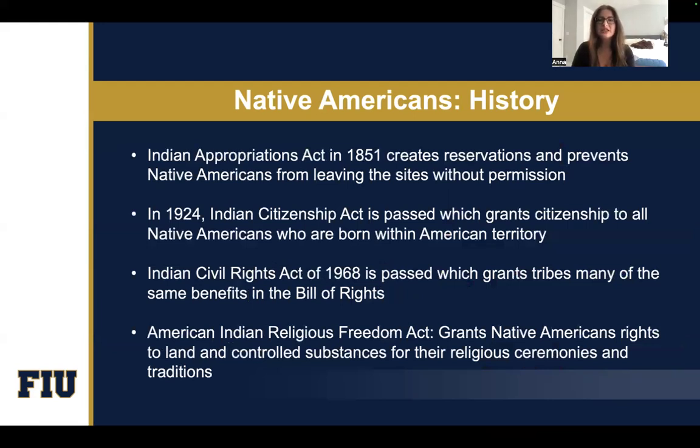The Indian Appropriations Act in 1851 created reservations, and it prevented Native Americans from leaving those sites without permission. In 1924, the Indian Citizenship Act was passed, and that granted citizenship to all Native Americans who were born within American territory. In 1968, the Indian Civil Rights Act was passed, and that granted tribes many of the same benefits that were found in the Bill of Rights for American citizens. And then the American Indian Religious Freedom Act granted rights to land and controlled substances for religious ceremonies and traditions.